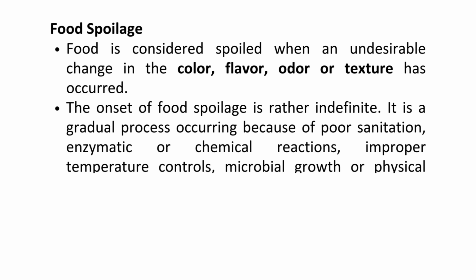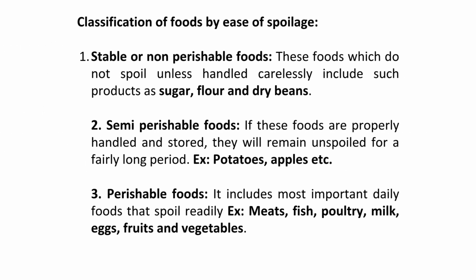Food is considered spoiled when an undesirable change in its color, flavor, odor, or texture has occurred. The onset of spoilage is a gradual process that can happen due to poor sanitation, enzymatic or chemical reactions, improper temperature controls, microbial growth, or physical abuse. Foods can be classified by their ease of spoilage.